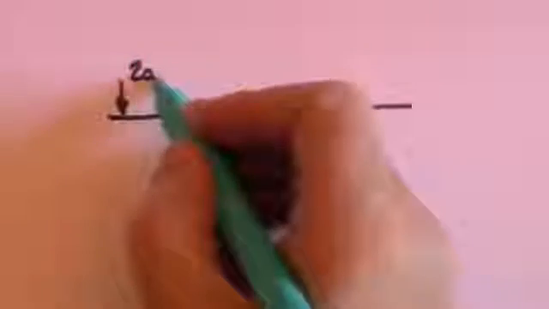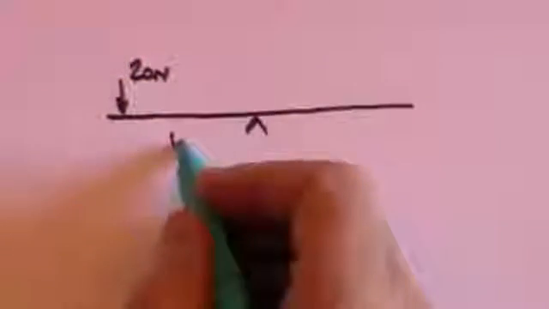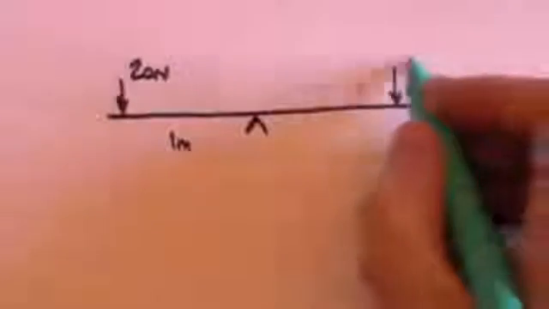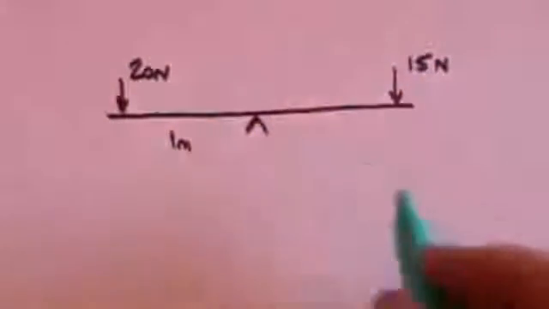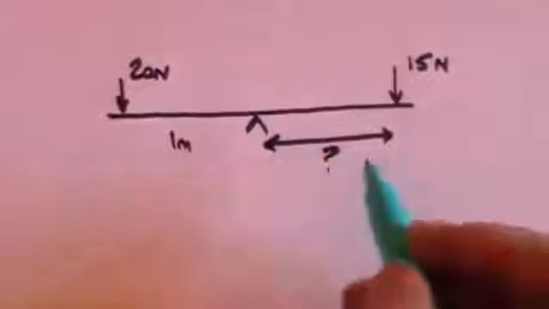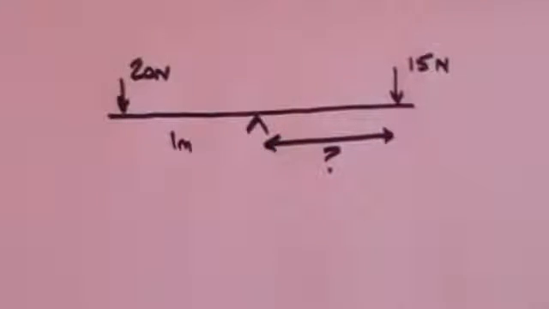Here's another question which I hope now will be very straightforward. Here's the seesaw. I apply a force of 20 newtons at a distance 1 meter from the turning point. And on this side I apply a force of 15 newtons. Where do I have to put that force of 15 newtons in order that the seesaw will balance?